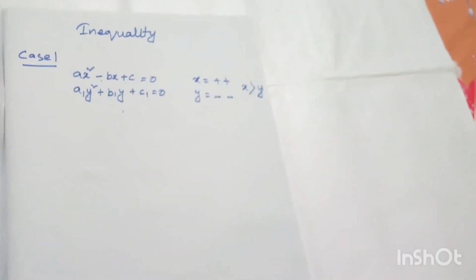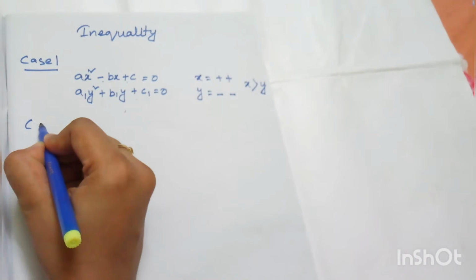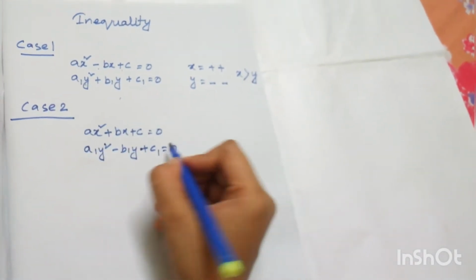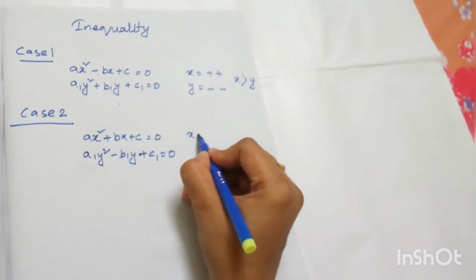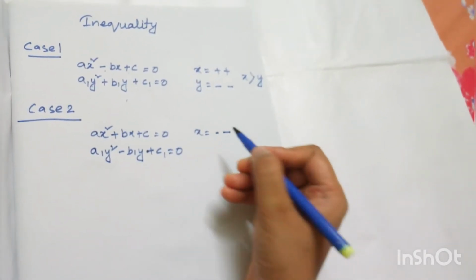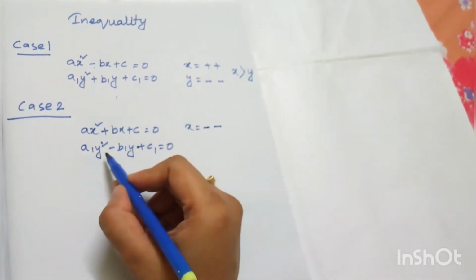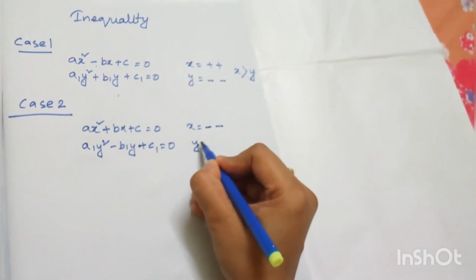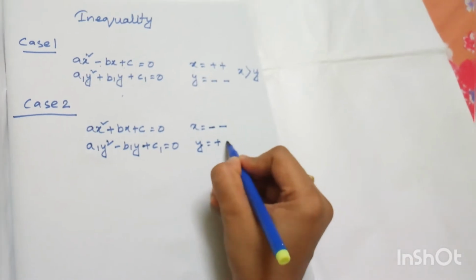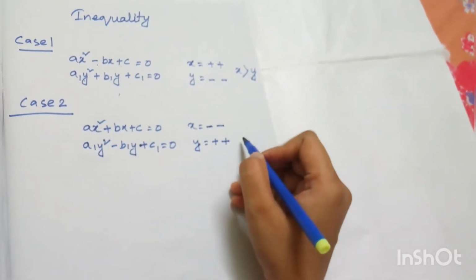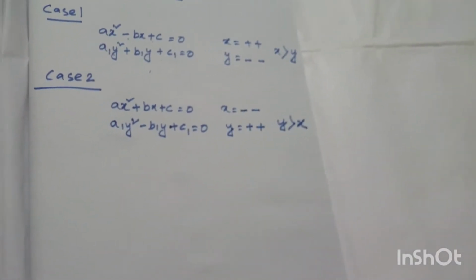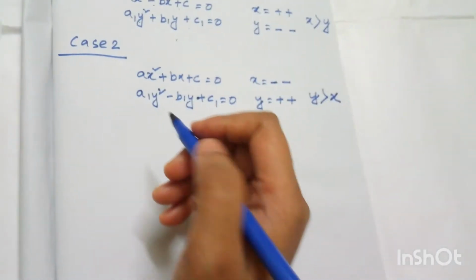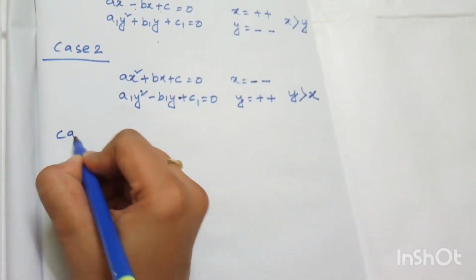than y. The second case is, here the value of x will be minus minus and the value of y will be plus and plus. So y is greater than x here. Then there is the third case.